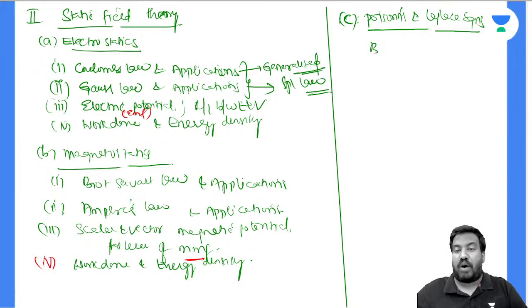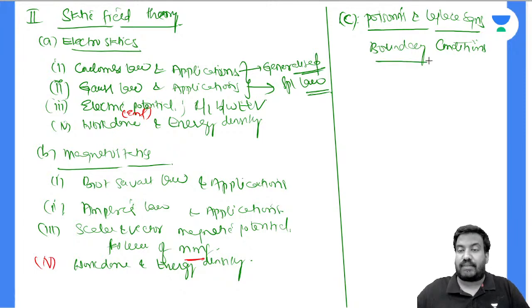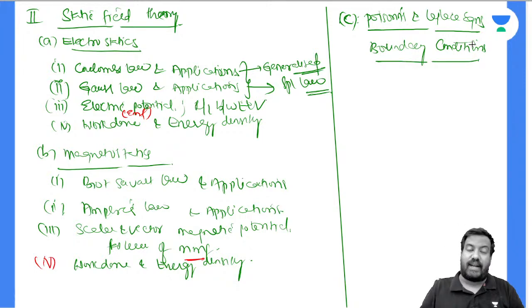And also we have seen boundary conditions. Boundary conditions are again dielectric boundary conditions and dielectric conductor boundary conditions. Dielectric boundary conditions are those where between two mediums there is a dielectric surface at the boundary, which is dielectric boundary condition.